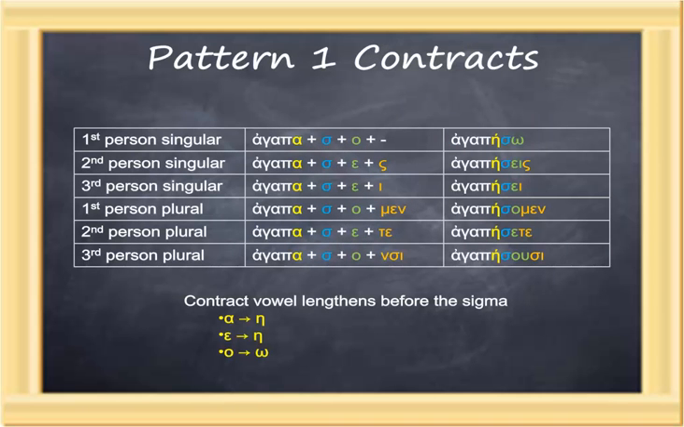A slight modification of pattern 1 occurs with contract verbs, where the verbal stem ends in a short vowel, alpha, epsilon, or omicron. In each case, the stem vowel lengthens when it's followed by a sigma and connecting vowel and personal ending. Agapeso is the future of agapao.